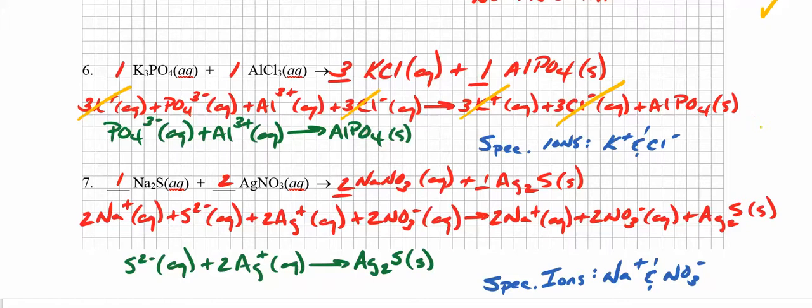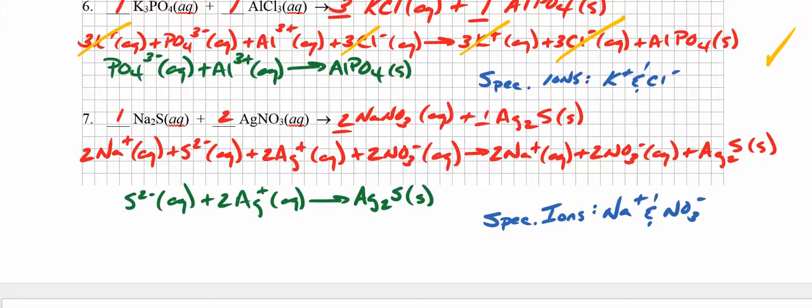We're done with number 6, and we'll go to the final question. Number 7, we've got sodium sulfide plus silver nitrate yields sodium nitrate and silver sulfide. First, let's balance. 1, 2, 2, 1 balances this reaction. And when we look at our solubility chart, we see that silver sulfide is a solid. So we've got a reaction.